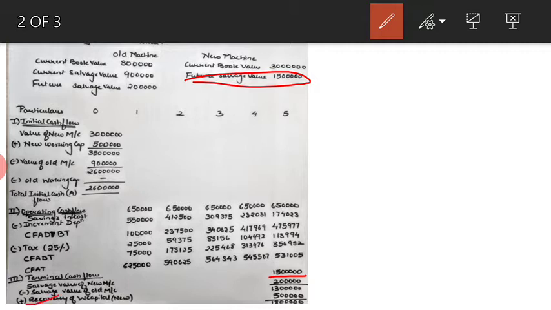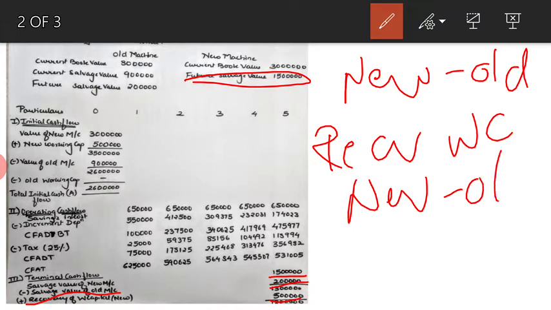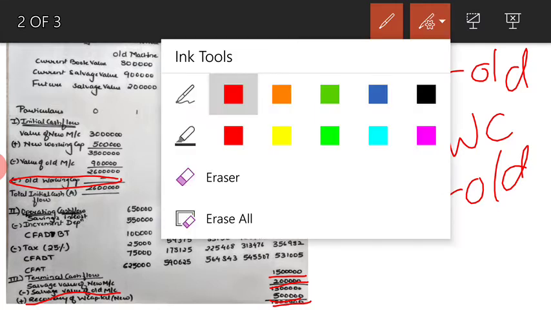Then less salvage value of old machine. I have told you it's new minus old. So less salvage value of old machine, which is 2 lakhs. So 15 lakhs minus 2 lakhs gives you 13 lakhs. Then it is recovery of working capital. Again it is new minus old. So what is the recovery of working capital? New, it is 5 lakh, and old working capital is not given. If you see here, it's nil, it's not given, so we don't consider that for terminal cash flow.